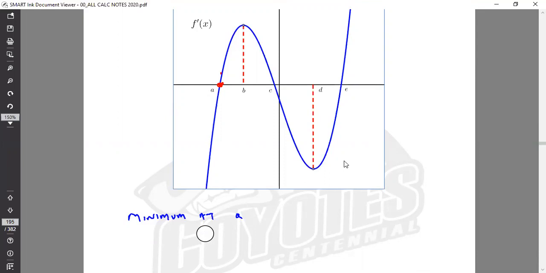We also have at E, a slope of 0. And left of E, we have a negative slope, and right of E, we have a positive slope. So negative and then 0 and then positive slope means we have a minimum at E also. So we have a minimum at A and at E. What else is going on here? What's going on at C? Same thing. We have a slope of 0 at C, but it's moving from a positive slope to a negative slope. So positive slope to a negative slope means we have a maximum at C.